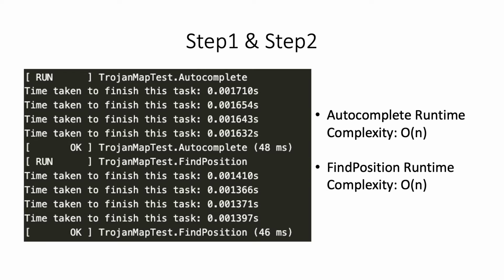Okay, for step 1, this is about autocomplete. I first traverse all the nodes and then transform the characters to lowercase because this is not case sensitive, and then check if the node name contains the provided string and return all the node names. The runtime complexity for autocomplete is big O of n.